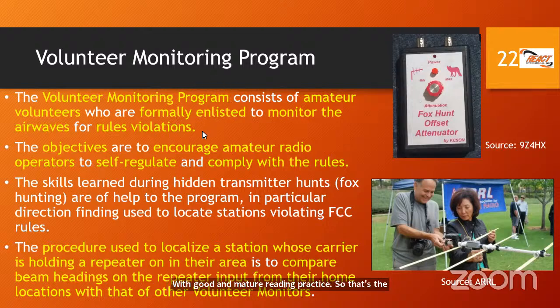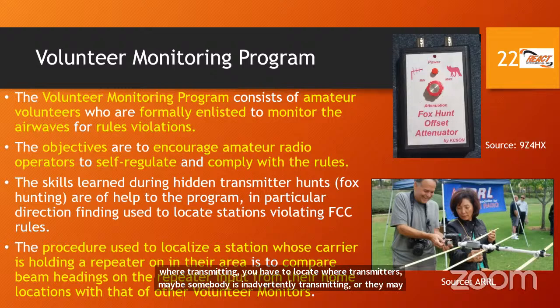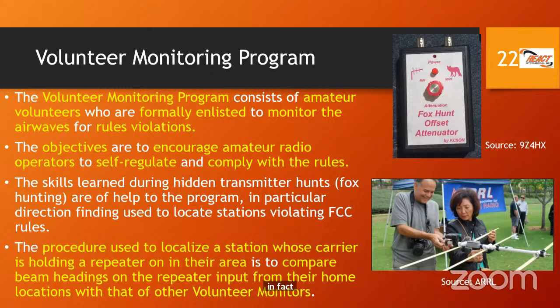But guess what? That ability that you can develop while you are involved in monitoring, because sometimes you have to do direction finding, you have to locate where a transmitter is. Maybe somebody is inadvertently transmitting, or they may in fact be deliberately transmitting, and they may not even be a licensed amateur radio operator, right? Because I would not like to think that someone who's duly educated, been part of a program like this, decides to go and do something that's illegal or improper. I mean, shudder to think, right?